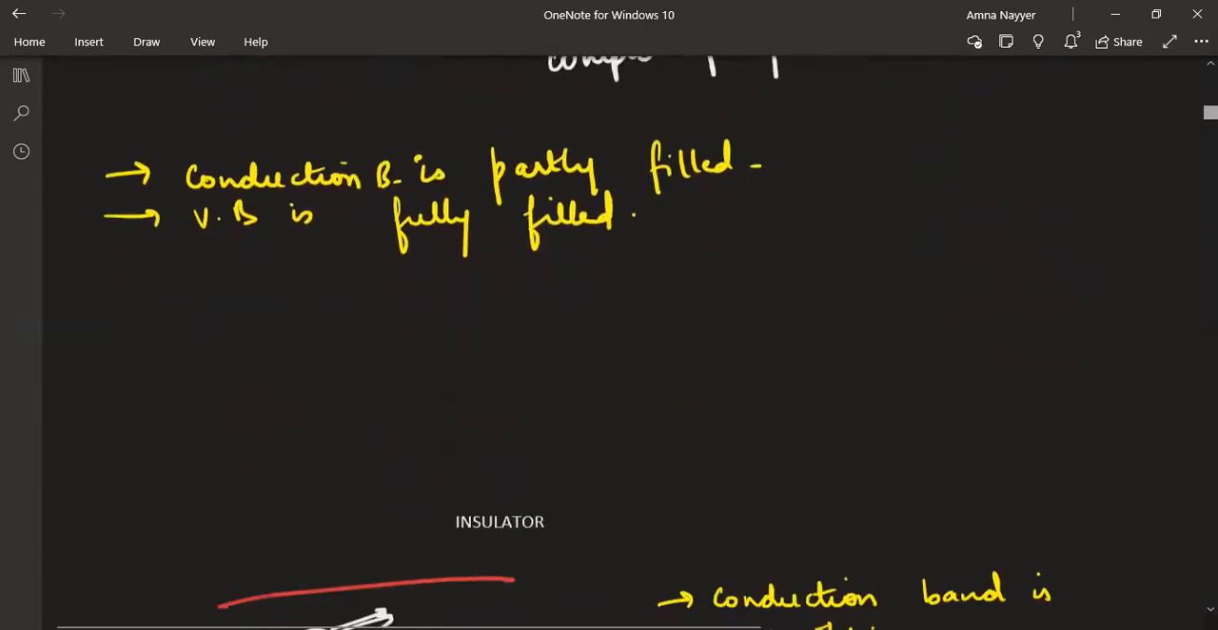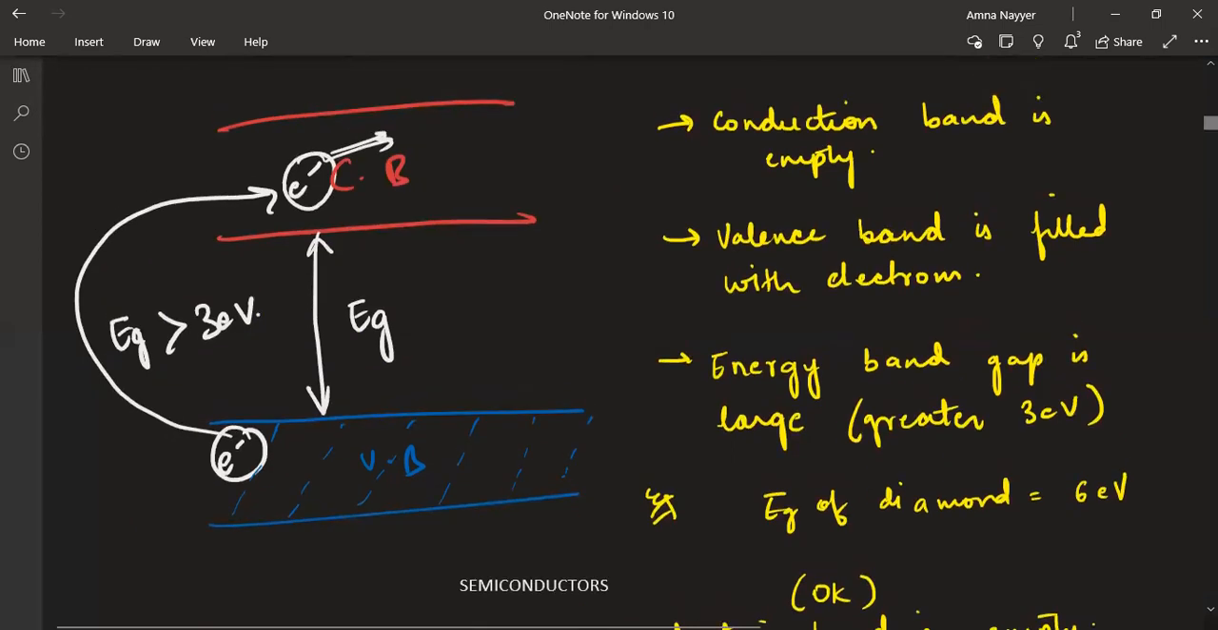Now, how to differentiate between semiconductors and insulators? In insulators and semiconductors, both, the conduction band will be completely empty. No electron will be present, and the valence band will be fully filled. This is how you differentiate between conductors and semiconductors or insulators. Conductors are differentiated because they have a partly filled conduction band. But how will we differentiate insulators and semiconductors? Because in semiconductors also the valence band is completely filled and the conduction band is completely empty. So insulators and semiconductors also have to be differentiated.